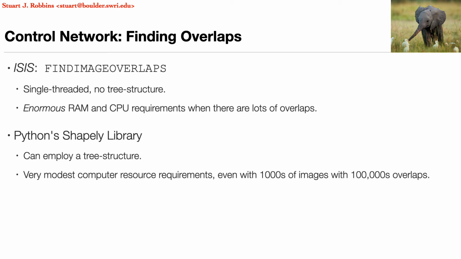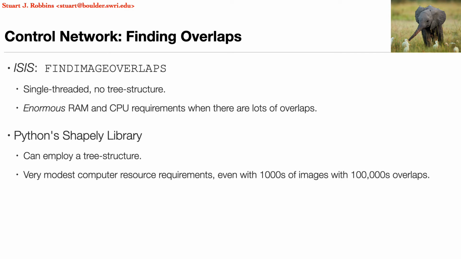So what we do after we ingest the images into ISIS is that we have to find out where they overlap with each other. What that means is that we can't do any control work where there's just one image. We have to control it to something, so we do image-to-image control first. This is done in ISIS with find image overlaps. It's single-threaded, it has no tree structure, and it has enormous RAM and CPU requirements when there are lots of overlaps. We put a portion of the South Pole through this, and after 3 weeks and about a quarter terabyte of RAM with no end in sight, it just crashed the computer.